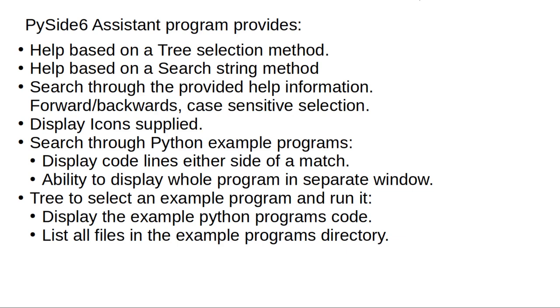There's a tree to select an example program and to run it. At the same time, you can display the example Python program's code, you can look at the code that's running. I also list all files in the example program's directory, so you might see resource files in there that you might want to have a look at. So let's see how you can make all that into one program.